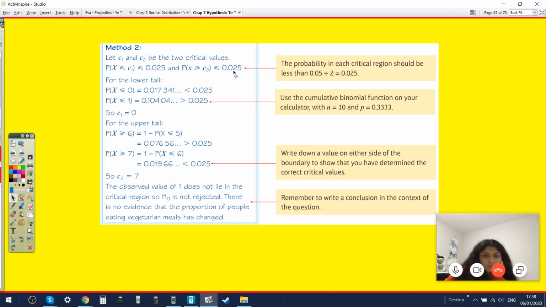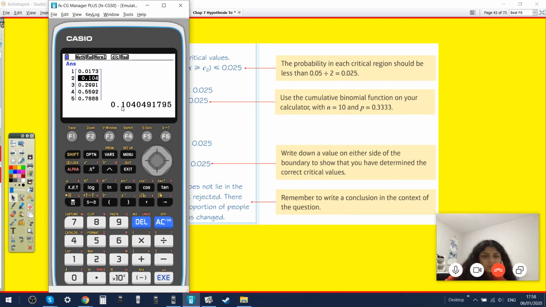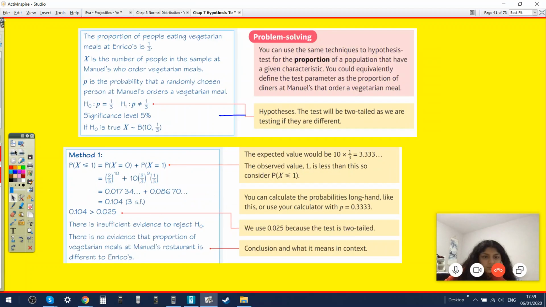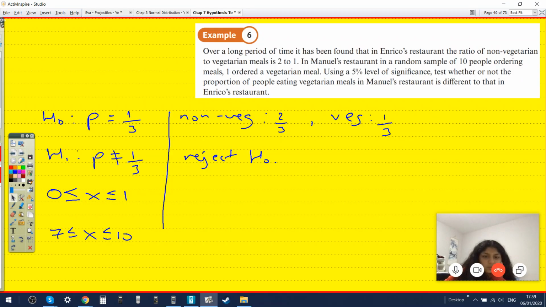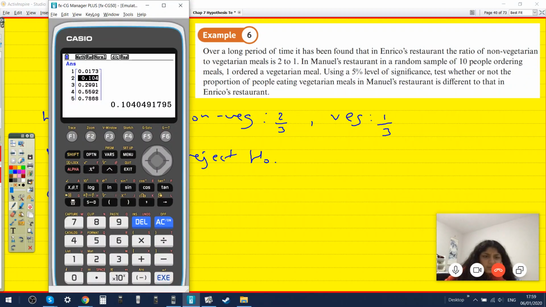Where's the lower critical region here? 0. Let's see what would be the critical region. 0.025 for the lower tail. 0.104. Ah, yeah, that's 10%. That's much bigger. Then you want it to be bigger. No, you don't want it to be over 0.025. Then you want the first one that goes over. So 0.2. What's the first one as a percentage?